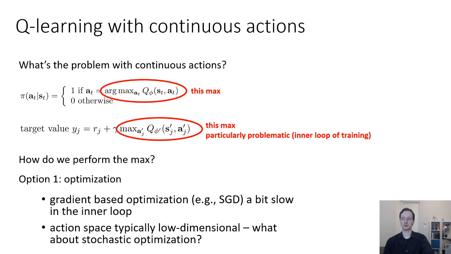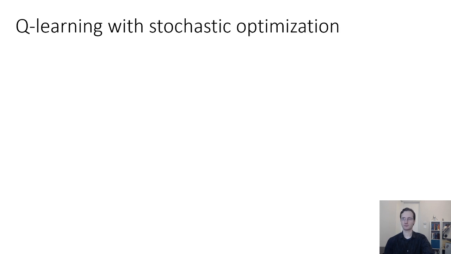And our action space is typically low dimensional, so in some sense it presents a slightly easier optimization problem than the kind of problems we typically take on with SGD. So it turns out that for evaluating the max with optimization, a particularly good choice is to use a derivative-free stochastic optimization procedure. So let's talk about that a little bit.